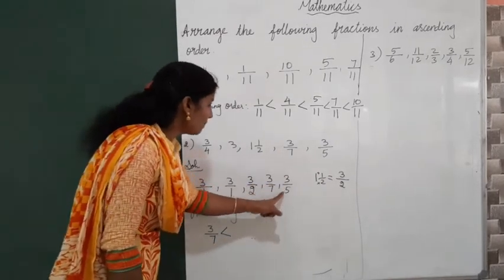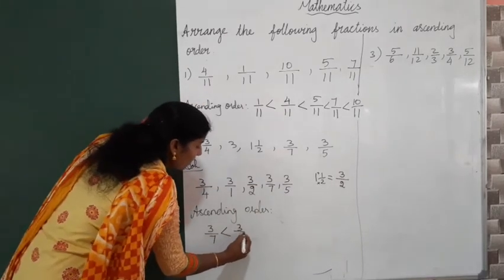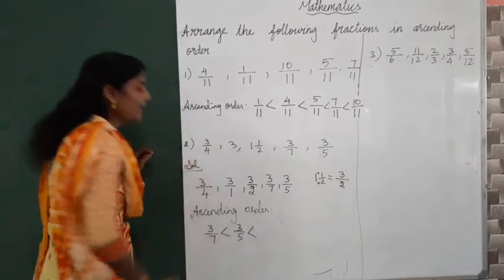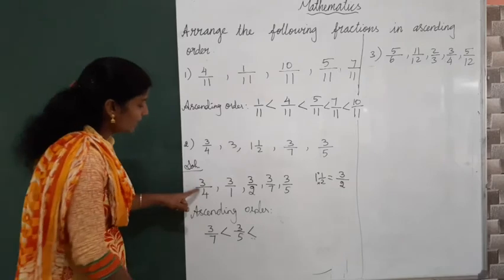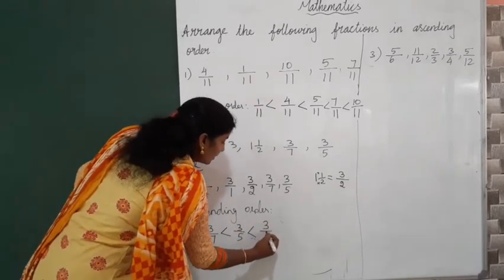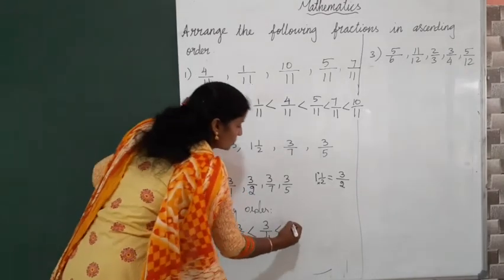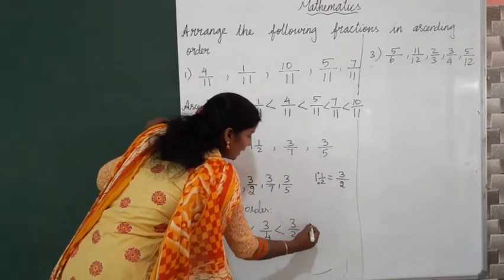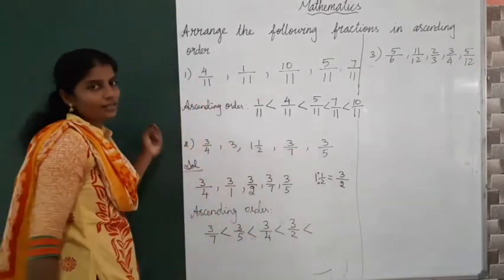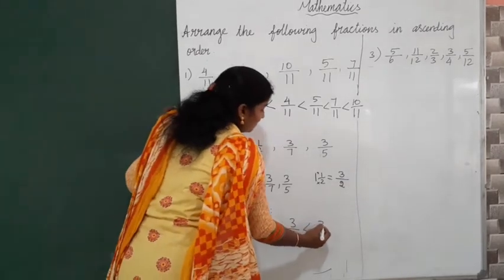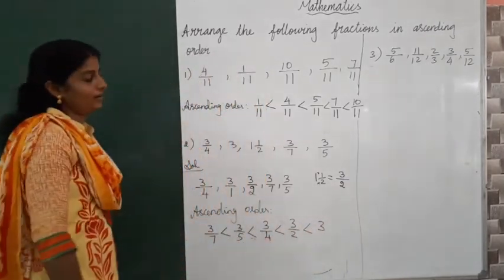Then 3 by 5. 3 by 5 is less than. Then 3 by 4 less than. Then 3 by 2, 3 by 2 less than. 3 by 1, or we can write 3. 3 means 3 by 1.